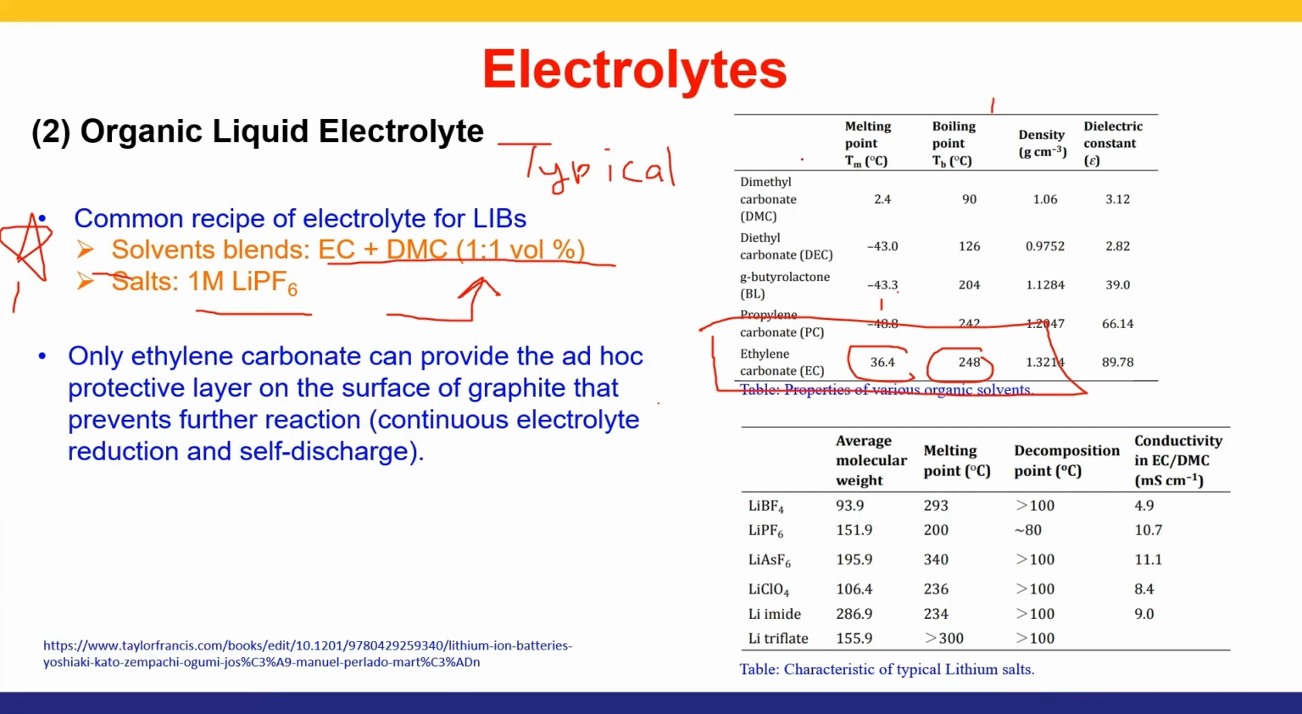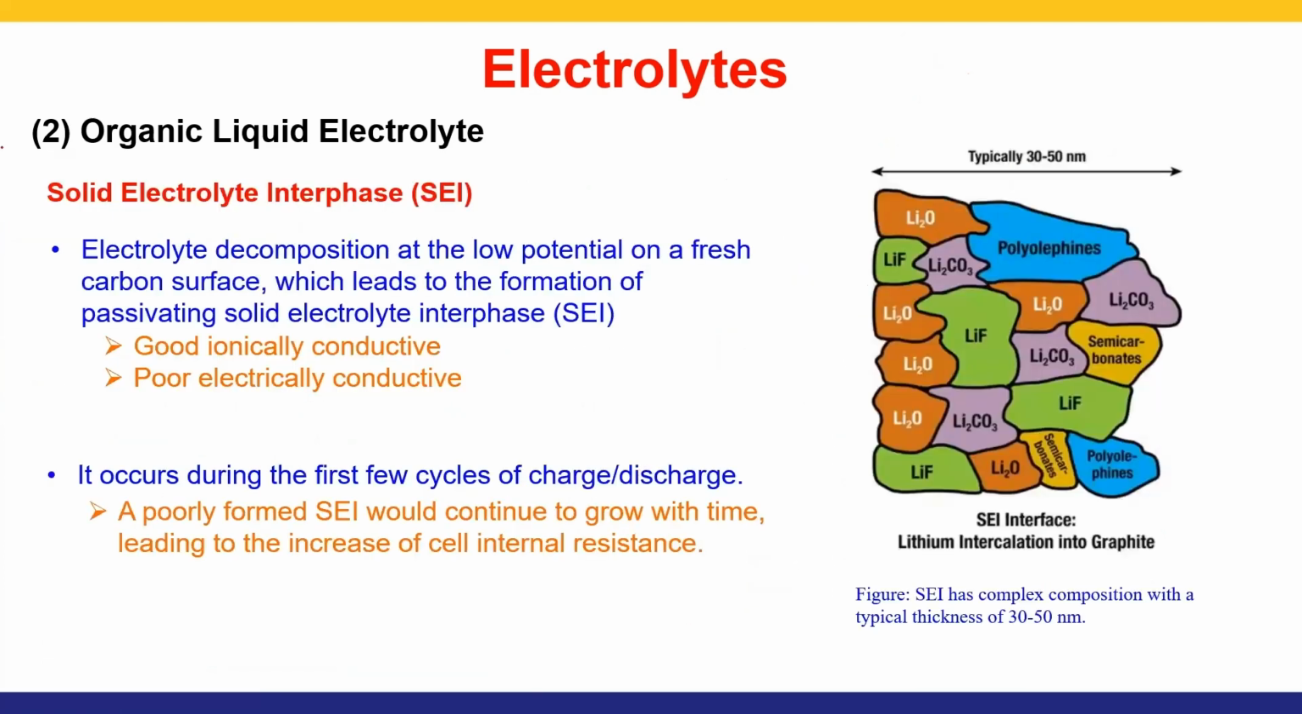The idea is that although EC can dissolve and dissociate the lithium source effectively, this source cannot move due to high viscosity. In other words, it has very low ionic mobility. And therefore, we need to blend DMC to improve the ionic mobility. A final point I would like to touch on is that some research says that only ethylene carbonate, the EC, can provide a protective layer on the graphite and prevent further reaction, which we will talk about in the next slide, the SEI.